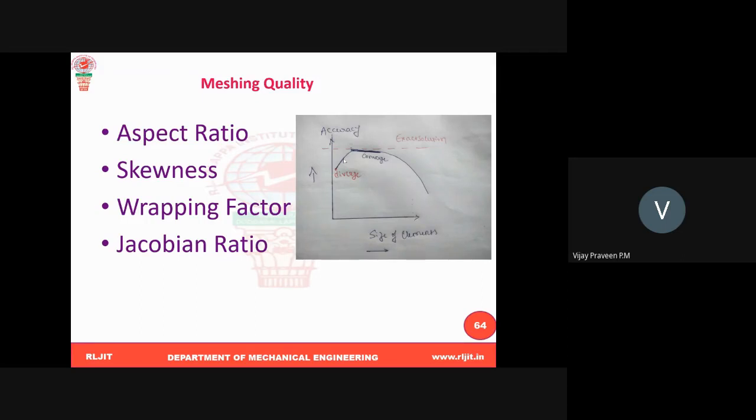As you wish, you can't keep reducing the size. There is a limit. Up to this limit, if you reduce it, it will give a solution closer to the exact solution. But after that, what happens? It diverges. So the analyst should know how much size to decide, check the quality based on that, and maintain this quality. Otherwise, it will affect the results. Let me see them one by one.